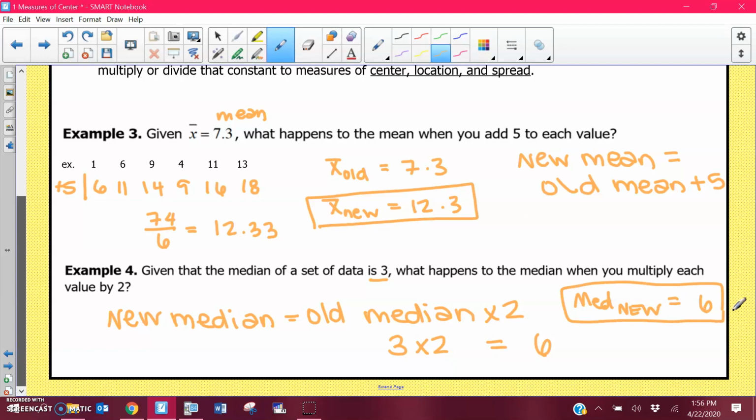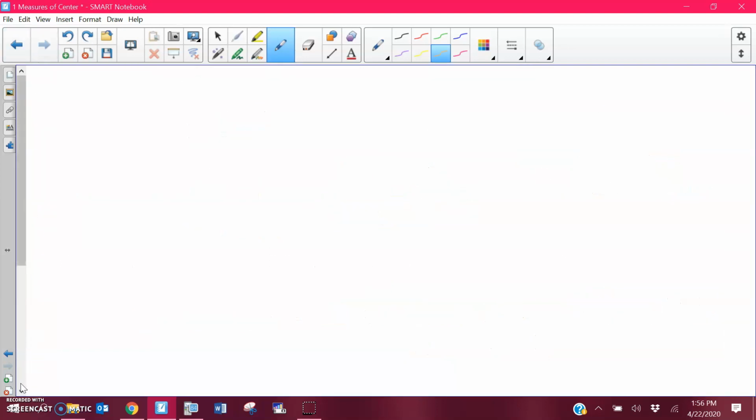Okay, so again, when you transform your data, just look at it, try to get a set of example data if you need to, and actually do what they said. So add 5, multiply by 2, whatever. Okay, and that is all I've got for you about the beginning of statistics.